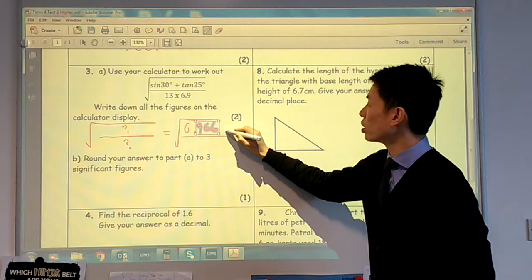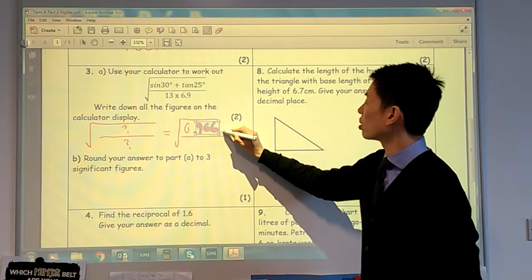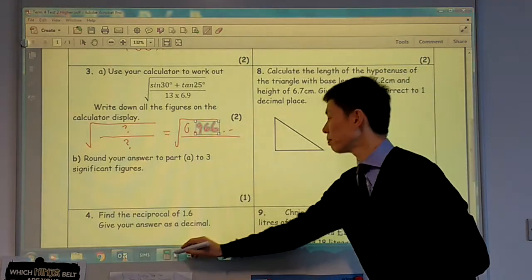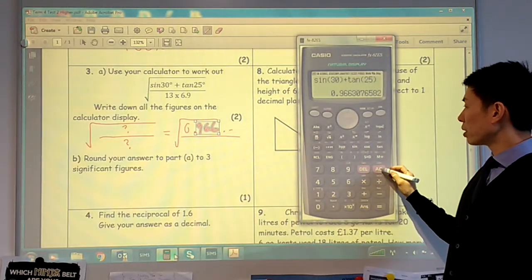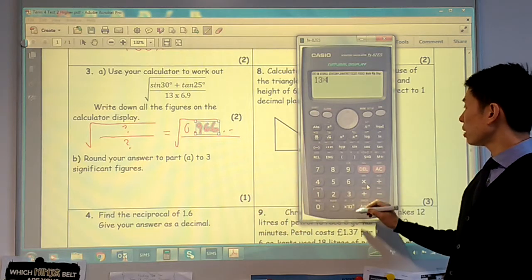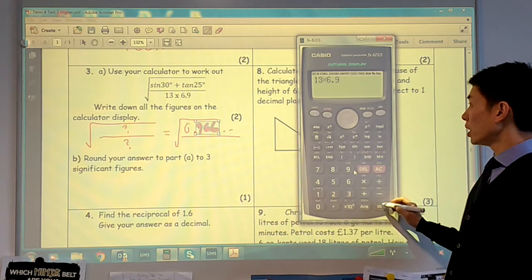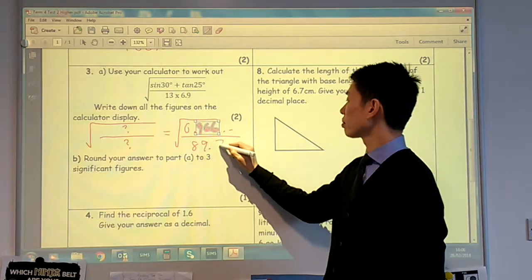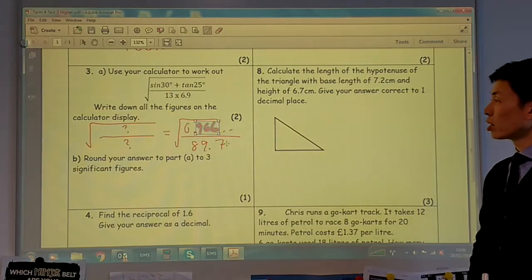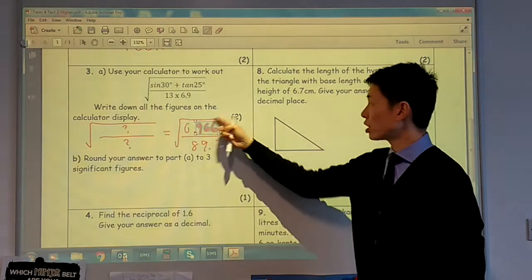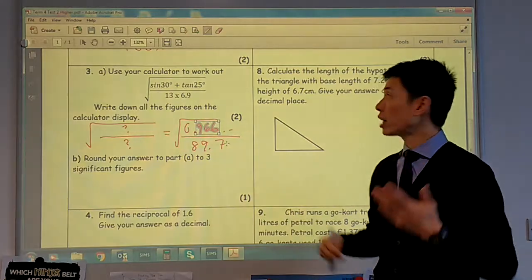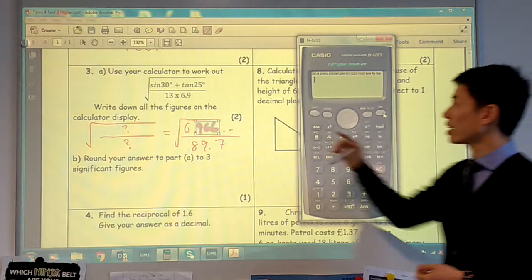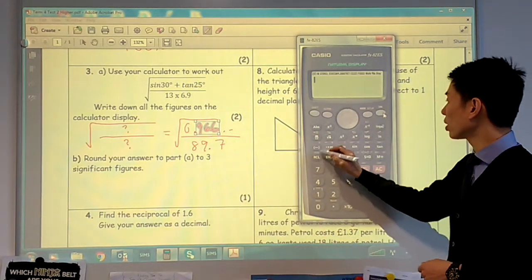So usually what I would do is write dot dot dot, and then work out what the bottom number is, the denominator. So it's 13 times 6.9, and that comes to 89.7. Okay, so it's up to you. Would you like to do all that in a calculator? But what I usually do with my students is go back to doing that all in one go.